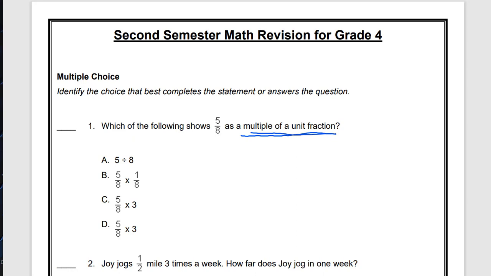Okay, the unit fraction, my heroes, here is 1/8. This is a unit fraction. And we need to write 5/8 as a multiple of 1/8. So we want to multiply something by 1/8. What should we multiply by 1/8? We should multiply 5. So this is 5 times 1/8.